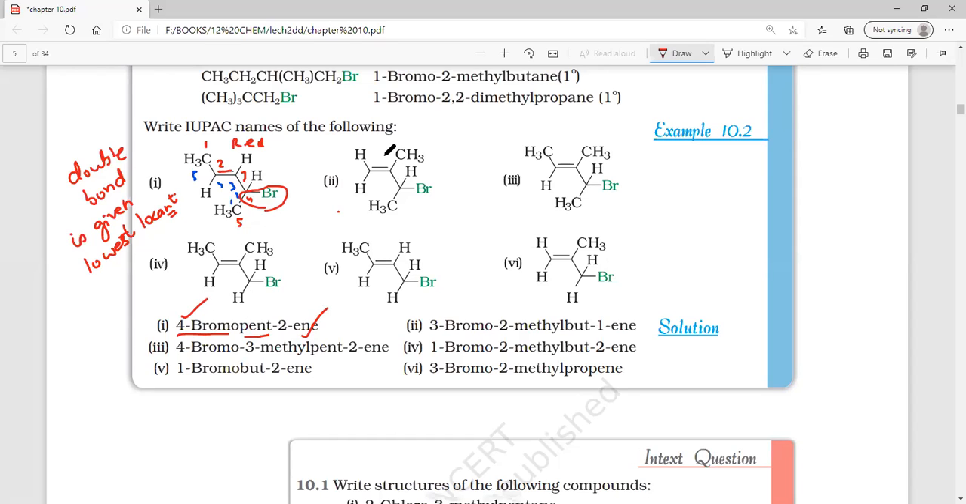Again in this molecule we'll apply the same concept. We'll count from this side 1, 2, this is 3 and this is 4. So 2-bromo but 1-ene. On the first carbon atom itself the double bond is there.